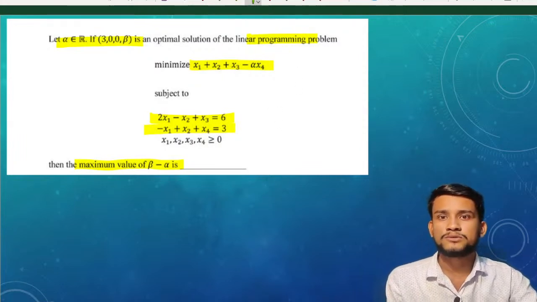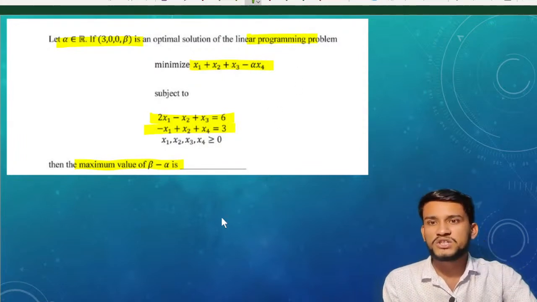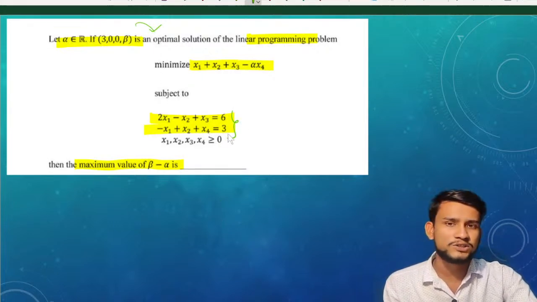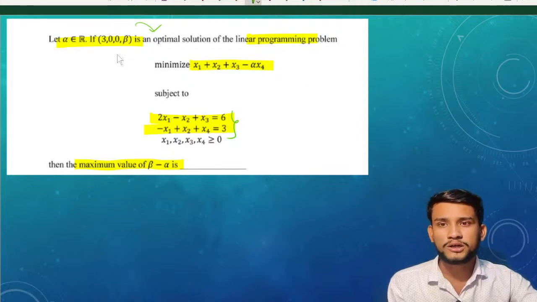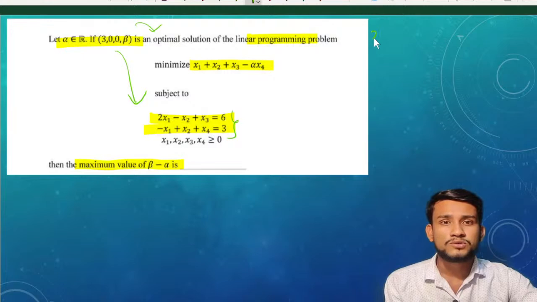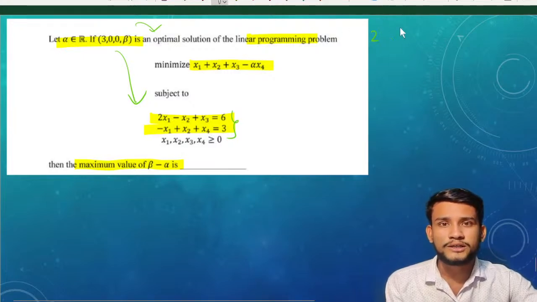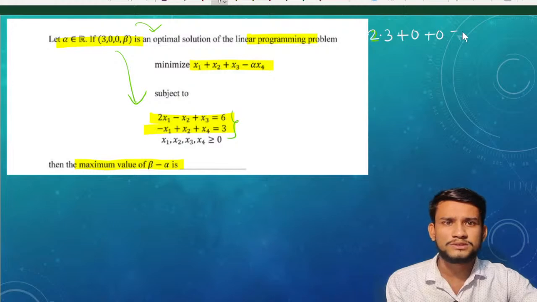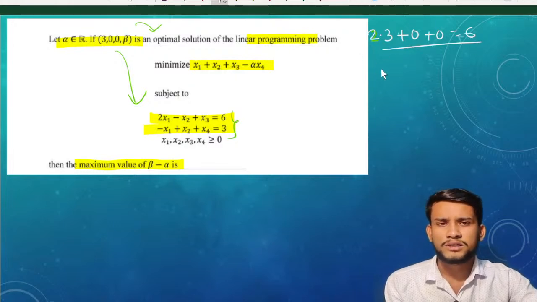So 3, 0, 0, beta is the optimal solution. Therefore this satisfies these two constraints. So we put the values of this optimal solution into the first constraint. We write 2 times 3 minus 0 plus 0 plus 0 equal to 6. So 6 equals 6, we get nothing.